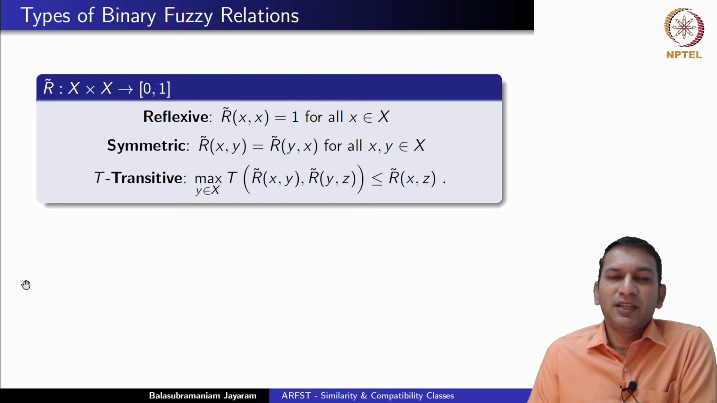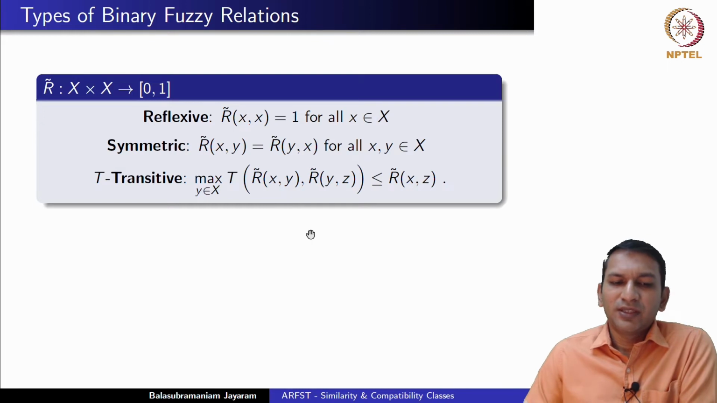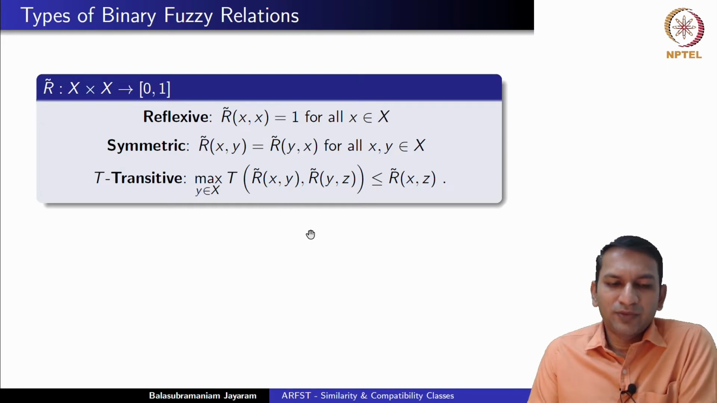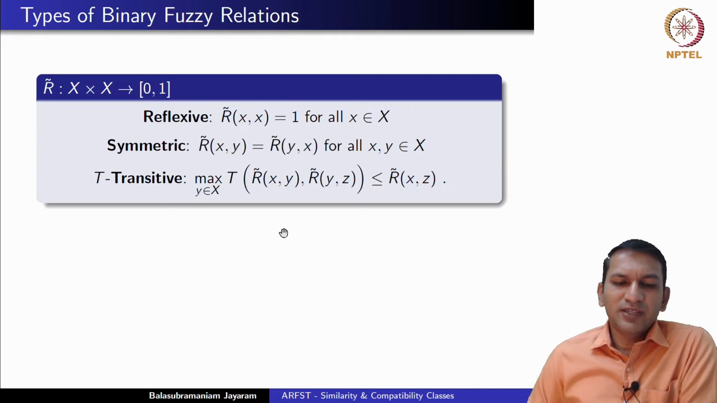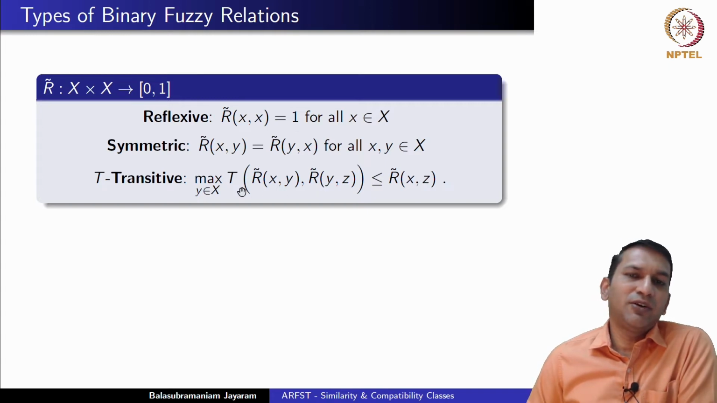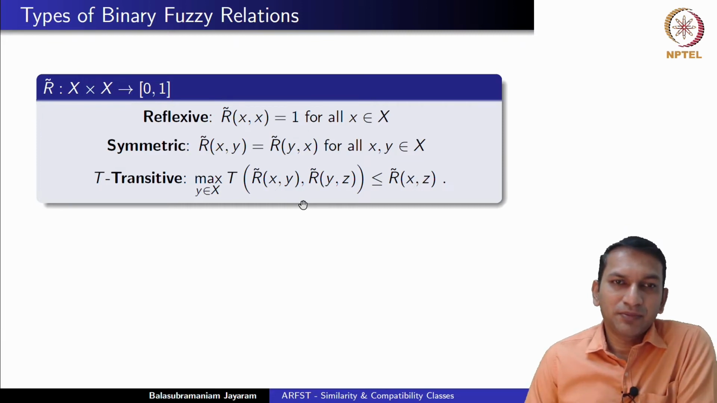In the previous lecture, we saw how we generalized this from the classical transitivity of relations. It is given as follows: the max over y in X of T(R(x, y), R(y, z)) should be less than or equal to R(x, z). Essentially we are saying that the connection strength between x and z should be at least as much as the connection strength between x and z through some y in the support of the relation.